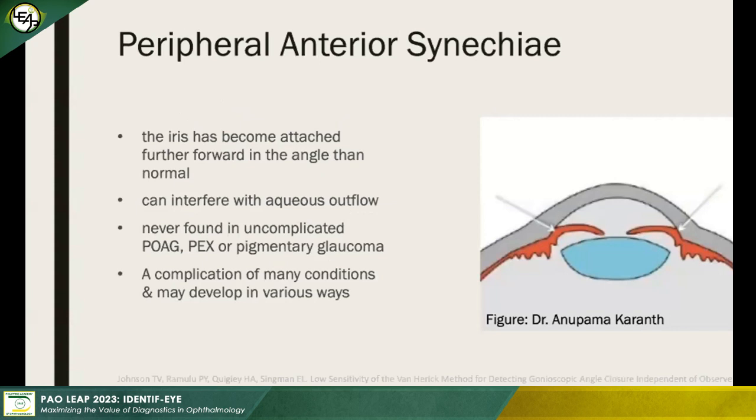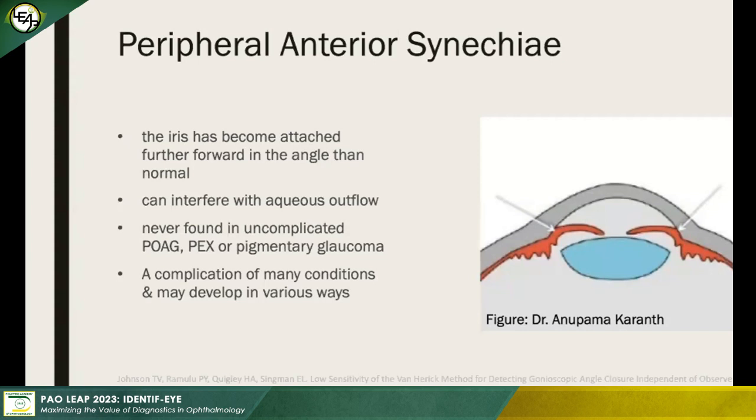So what is synechia anyway? Well, synechia is a condition where the iris has become attached further forward into the angle than normal. Because of the mechanical obstruction, it can interfere with aqueous flow to a significant extent. Always remember that synechia is not found in uncomplicated primary open-angle glaucoma, pseudoexfoliation syndrome, or pigmentary glaucoma.